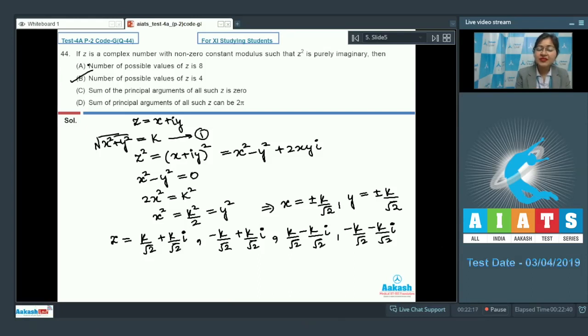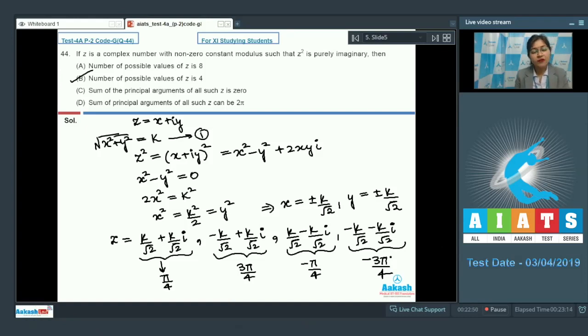Also, we have to find the sum of principal arguments of such z. Now, for this value, as the value of k is positive because it is a modulus, its argument will be pi by 4, and for this number, its argument will be 3 pi by 4. For this complex number, its argument will be minus pi by 4, and for the last one, its argument will be minus 3 pi by 4. Now we have to find the sum of the principal arguments. If I find the sum of these 4 values, then it will be equal to 0. So from the given options, it can be seen that option number C is the correct answer.